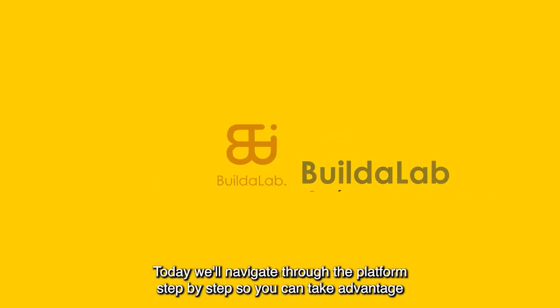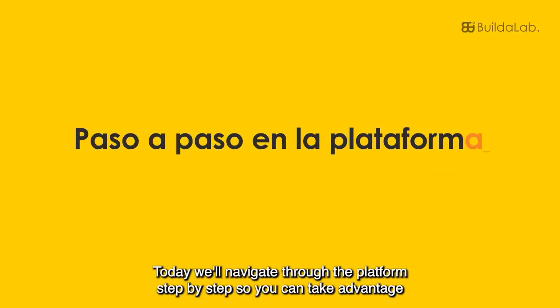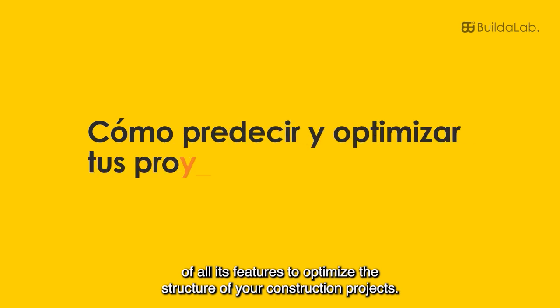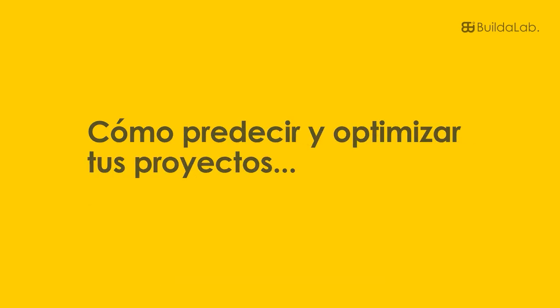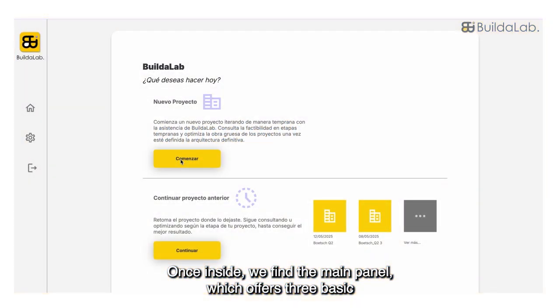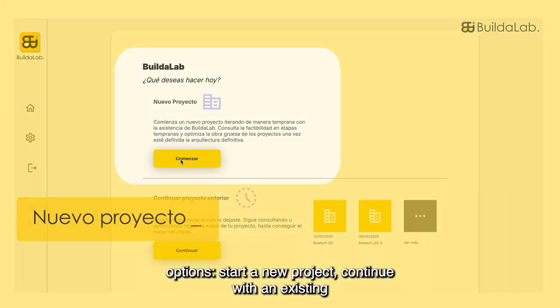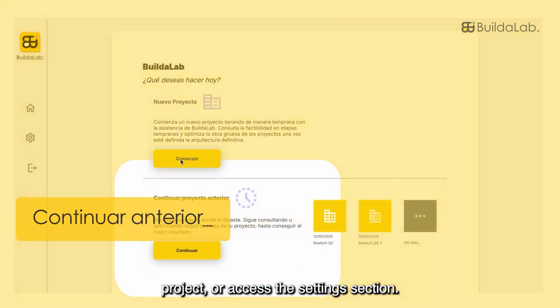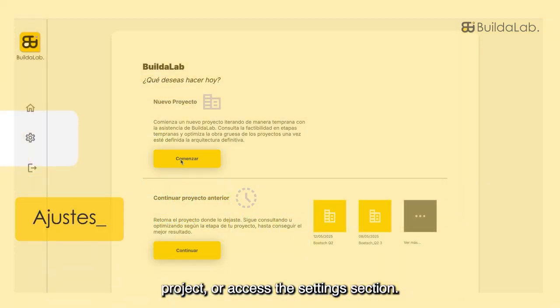Today we'll navigate through the platform step by step, so you can take advantage of all its features to optimize the structure of your construction projects. Once inside, we find the main panel, which offers 3 basic options: start a new project, continue with an existing project, or access the settings section.